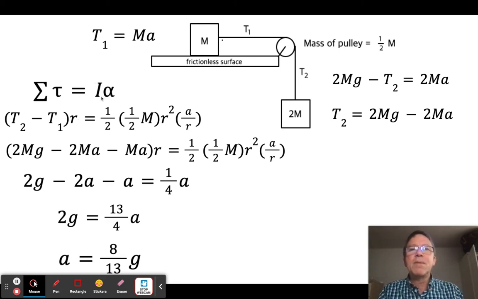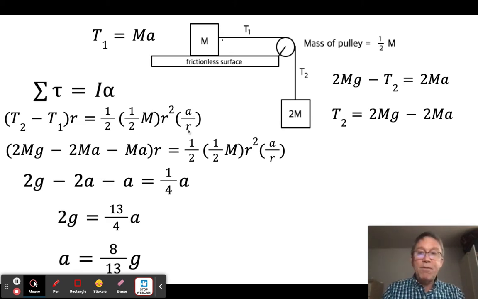Now let's come over here and talk about I. For a pulley, it is a solid disk, and for a solid disk, the I value is 1/2 mr squared. But in this case, my m is 1/2 m, so this is m, this is 1/2 m. So I would say it's equal to 1/2 m r squared. That's where this 1/2 comes from. And instead of saying alpha, you get used to this, I'm going to write it as a over r.